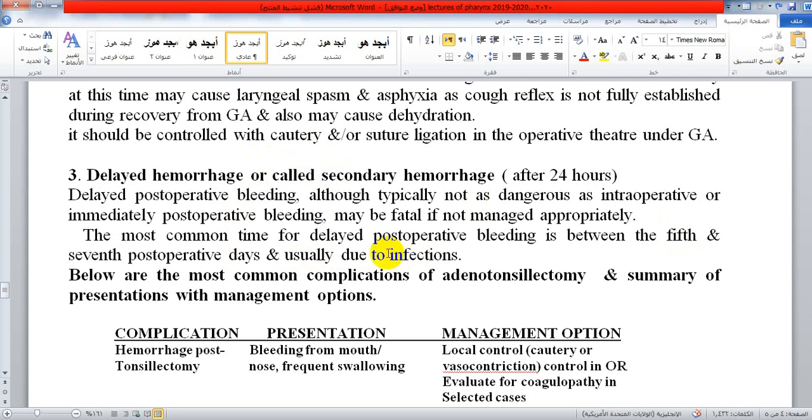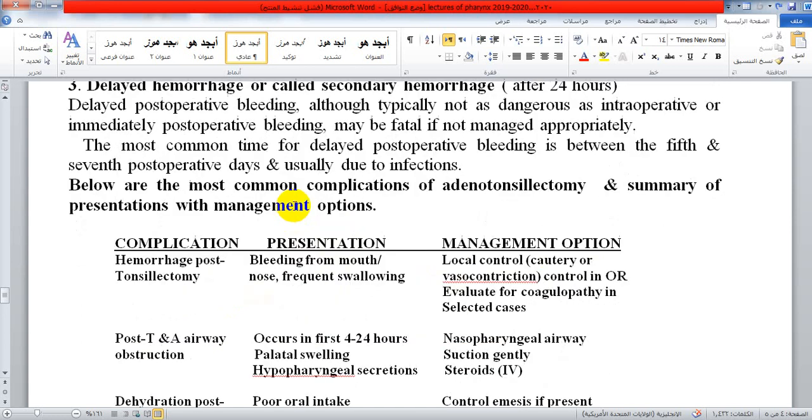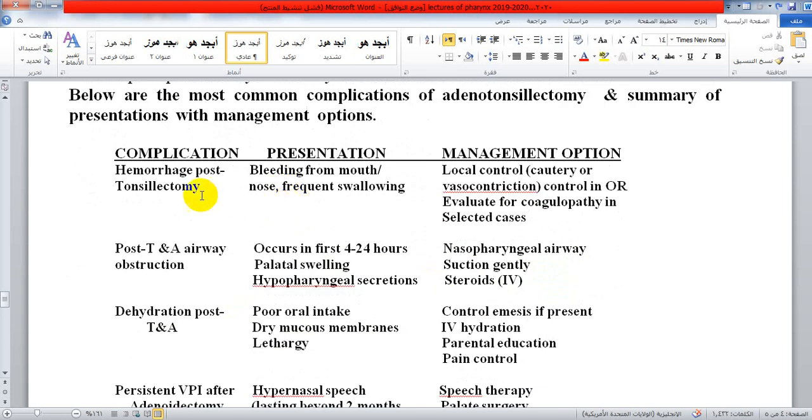To summarize this regarding the bleeding and other important complications, below are the most common complications of adenotonsillectomy and a summary of presentations with management options. Really the most important complications. This hemorrhage post-tonsillectomy presentation, and you can see here in this table the complications post T&A, adenotonsillectomy.